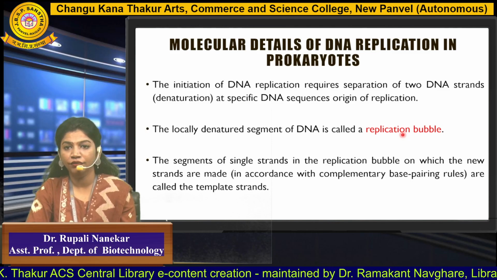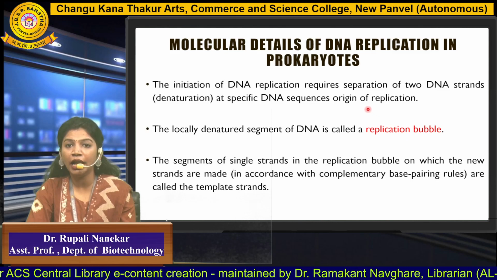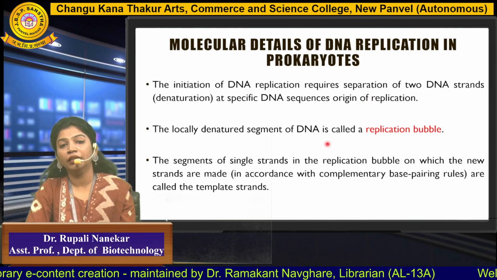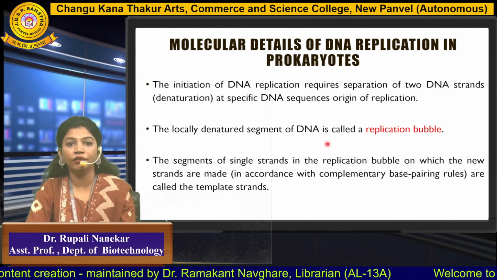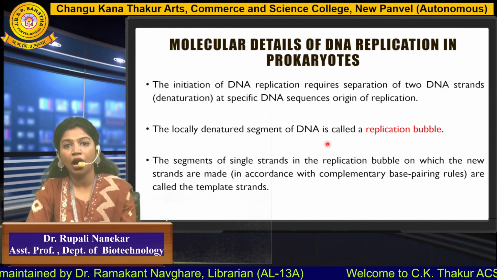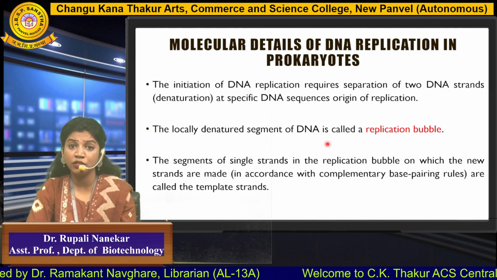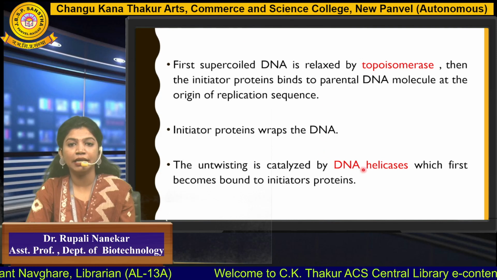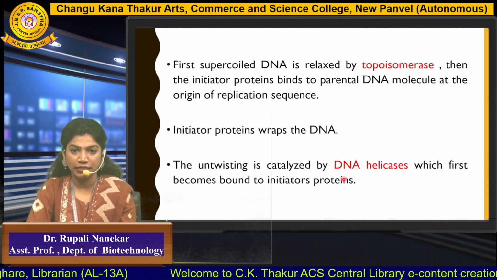So, first thing, we will do the untwisting. Before that, you need to find out the origin of replication. That is when the replication bubble forms. It will form single-stranded DNA. Now you will have a question: how does it go from double-stranded to single-stranded? For that, you require one of the important enzymes, that is DNA helicase.